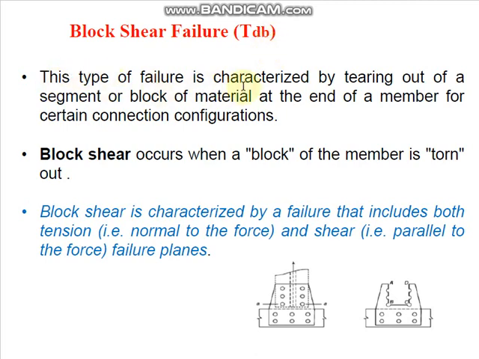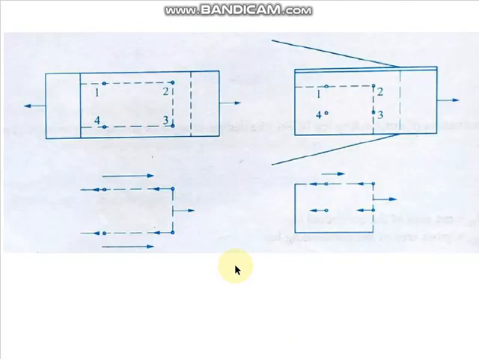Actually, this type of failure is characterized by tearing out of a segment or block of material at the end of a member for certain connection configurations. This block shear occurs when a block of the member is torn out. Block shear is characterized by a failure that includes both tension and shear failure planes. Usually, this tension failure plane is normal to the force and shear failure plane is parallel to the force.